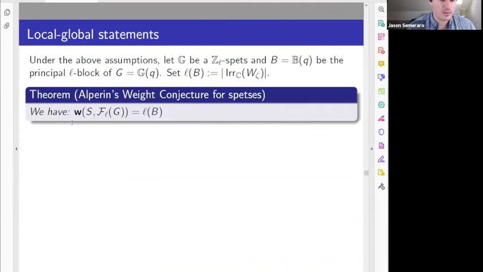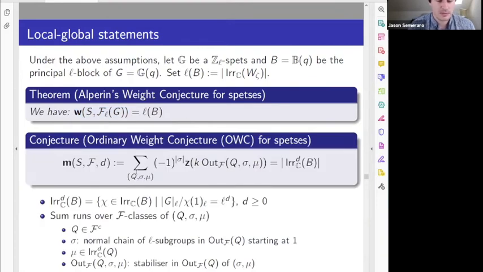So one conjecture one can make, as Rada explained, is that the number of weights, as defined earlier, is equal to this number. And that's what Alperin's weight conjecture for Spetses should say. And knowing that would imply the corresponding weight conjecture for groups of D type. So I'm not going to spend much more time talking about that because Rada already did.